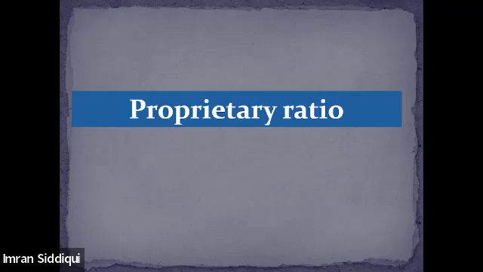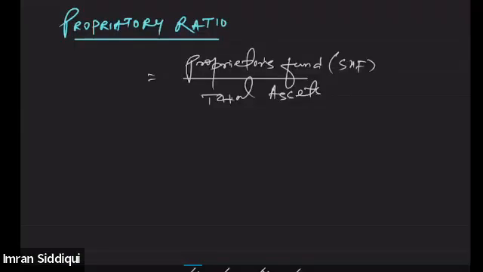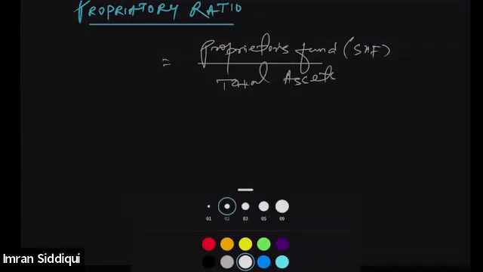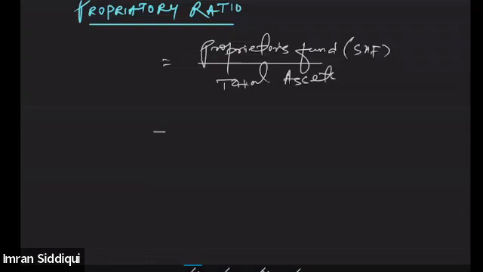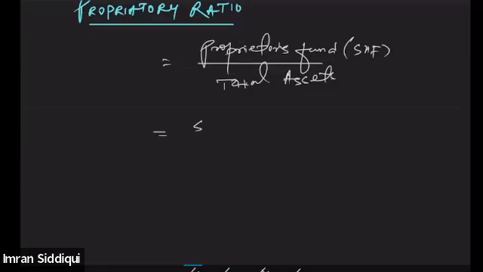We'll start with question number 29. And I'll be solving this for you. You just see how we actually solve or find out the proprietary ratio. So from the following information, calculate the proprietary ratio. Share capital, non-current asset, reserve and surplus, current asset is given. As per our formula, we need to find out the value of the shareholders' fund or the proprietors' fund. As per our question, if we add share capital and the reserve and surplus, we will get the shareholders' fund, right?